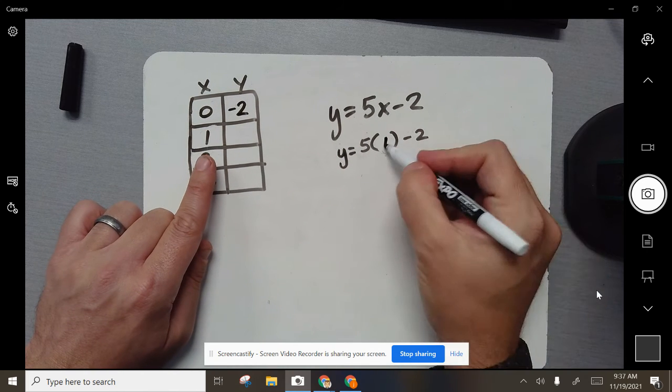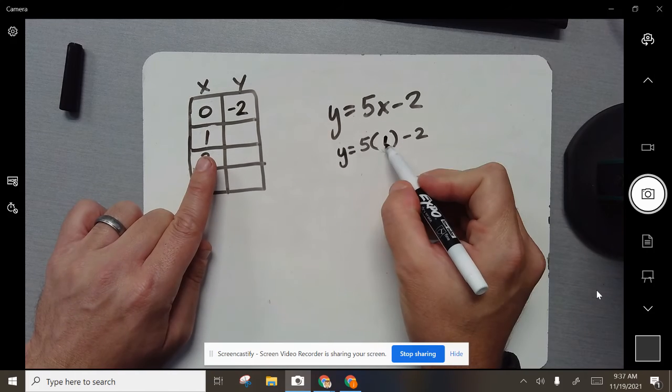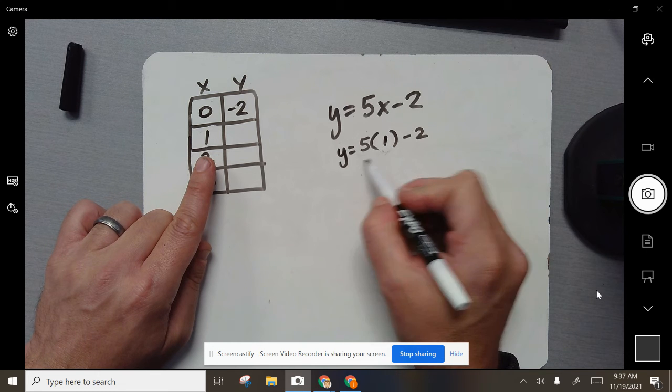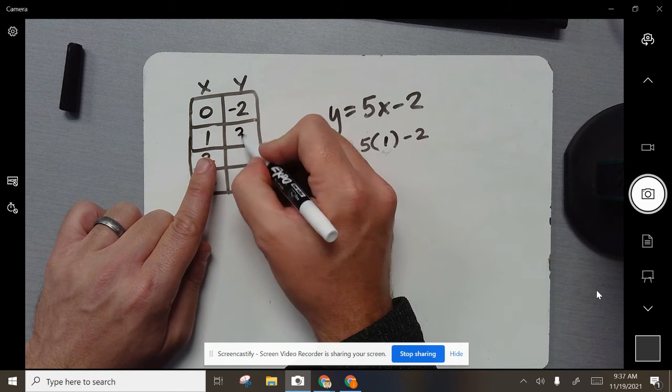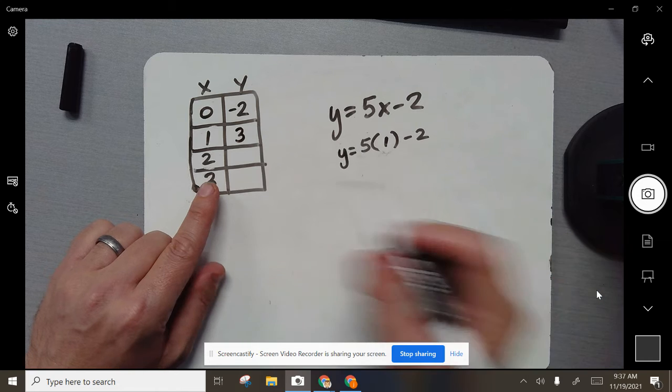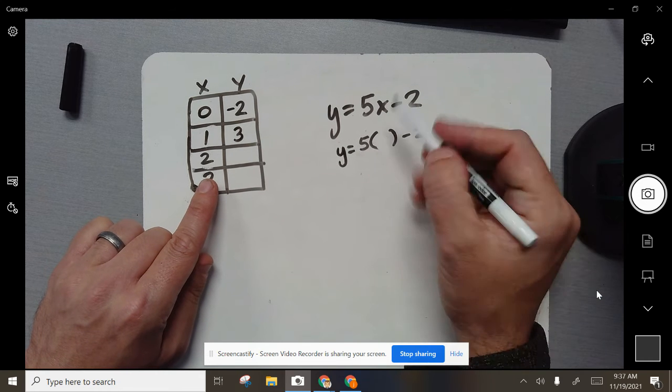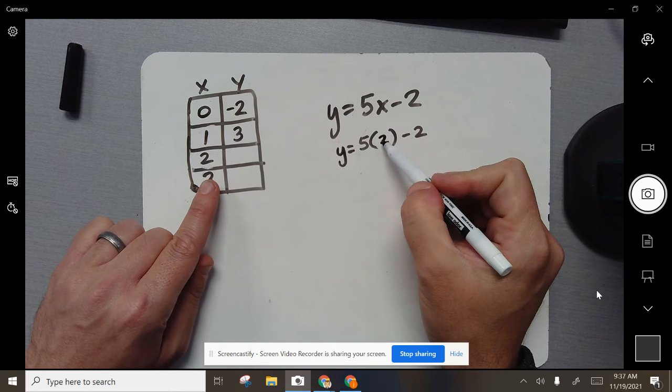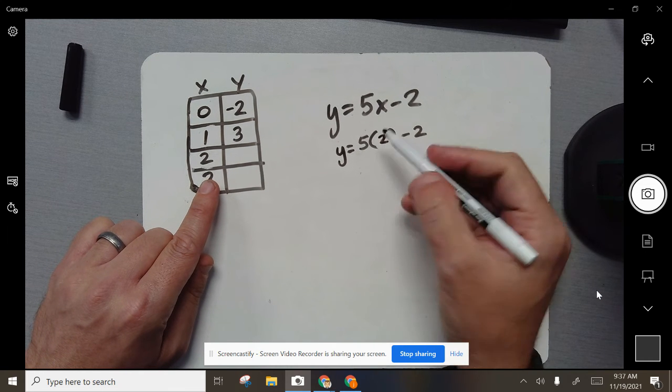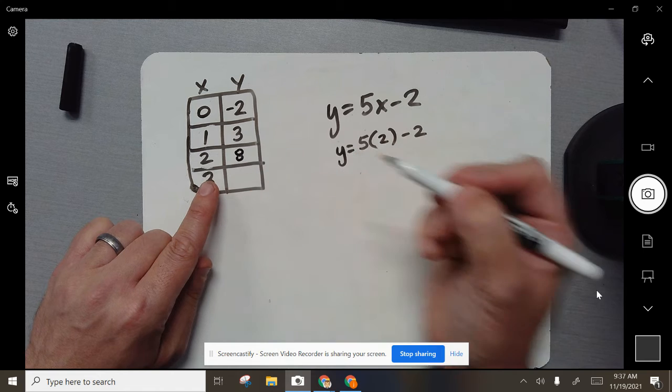What if I plug in 1? 5 times 1 is 5. 5 minus 2 is 3. y equals 3. All right, you see what I'm doing? If I plug in 2 here, 5 times 2 is 10. 10 minus 2 is 8. All right, and then 3.